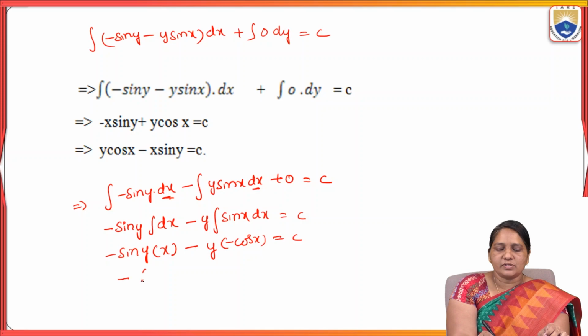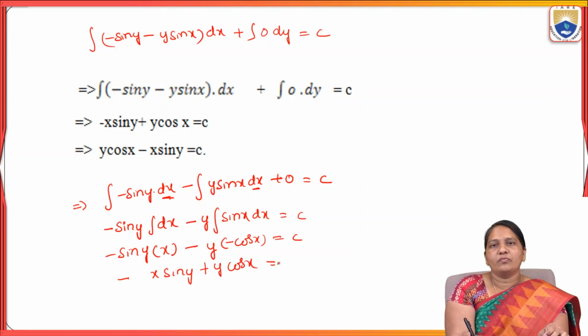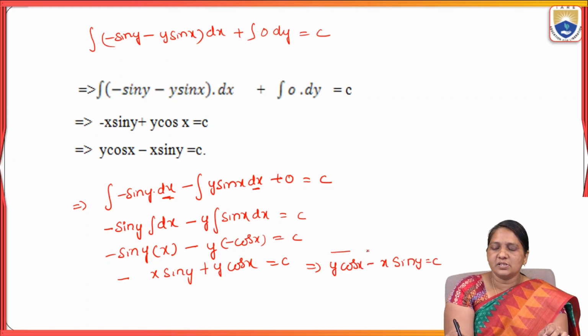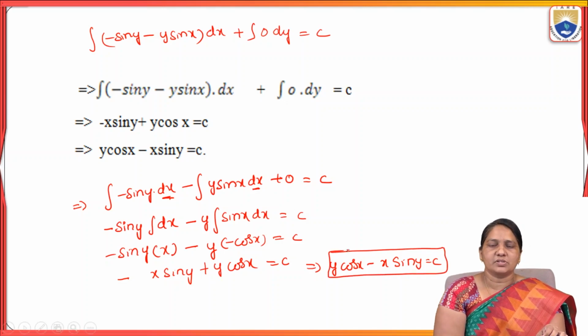So finally, minus x sin y plus, minus into minus plus, y cos x equal to c. So finally this value is y cos x minus x sin y equal to c. This is the general solution. This is the general solution of the given equation.